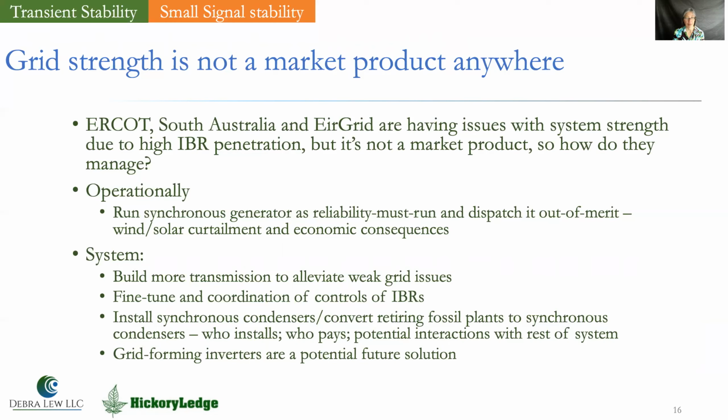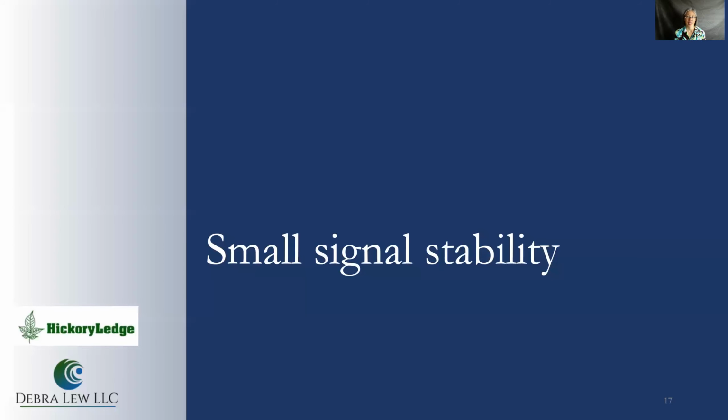So how are they managing? Some of the things they're doing: running synchronous generators as reliability must run, dispatching them out of merit. That might increase wind and solar curtailment, which has economic consequences. On a system level, you could build more transmission to alleviate weak grid issues. We can fine-tune the controls of the inverter-based resources. In some regions, they're installing synchronous condensers, and Nick is going to talk about that in a minute. And then there are new technologies that are potential solutions for the future. And with that, I'm going to turn it over to Nick to talk about small signal stability.